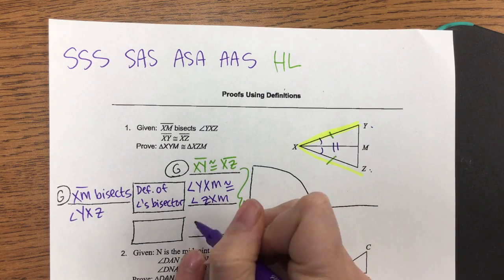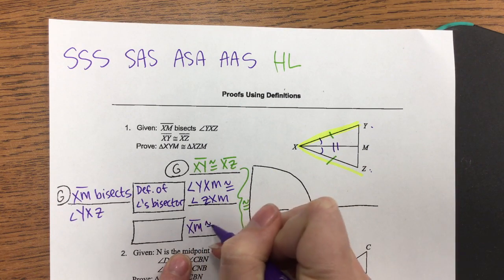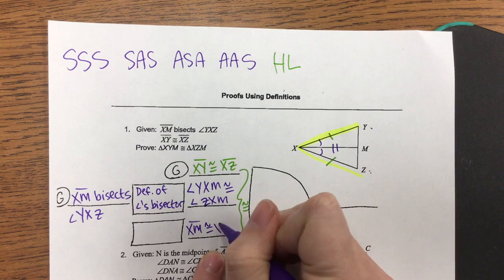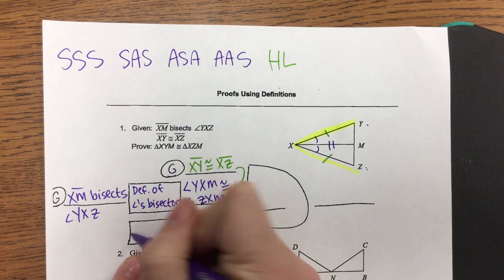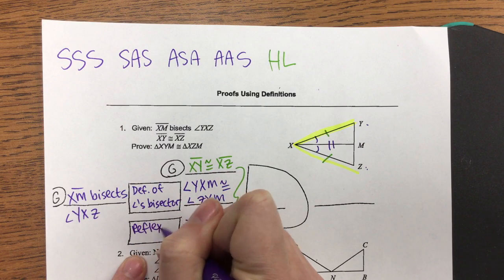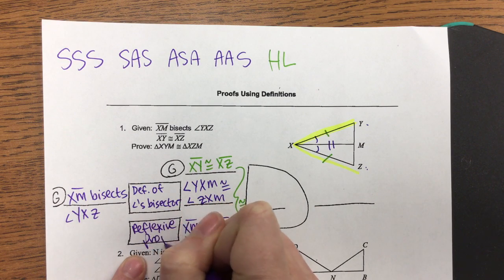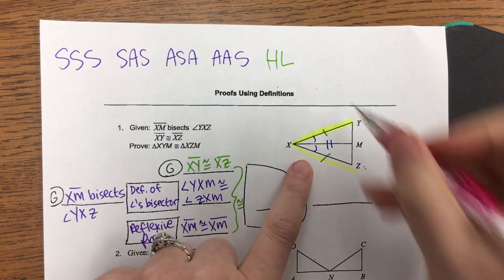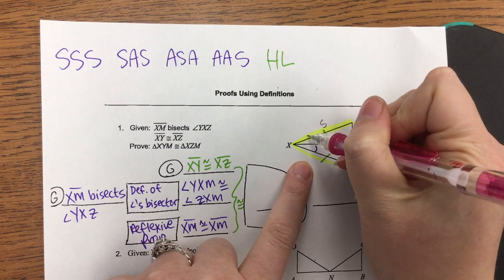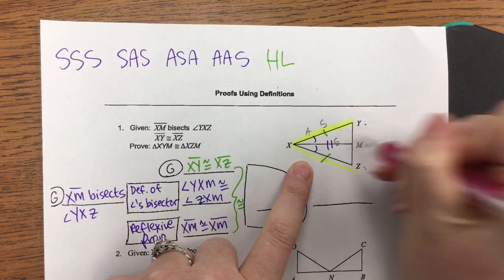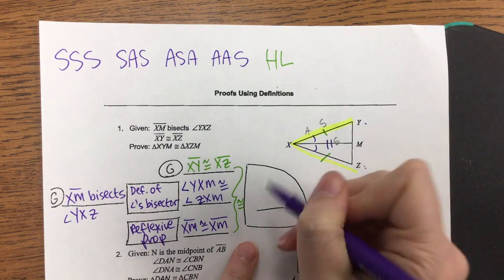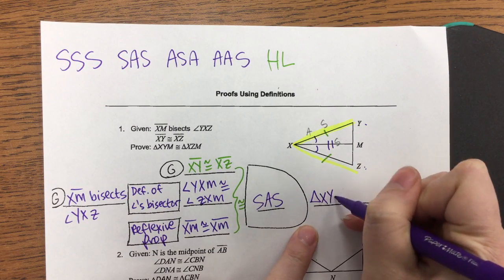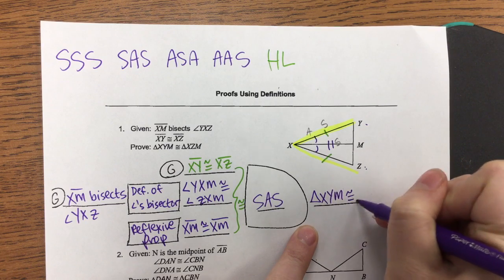So XM is congruent to, does X correspond to X? Yes, it does, because they're mirror images of each other. And we know that to be the reflexive property talked about on the previous page. All right, so now I've got a side, an angle, and then my other side. So the pattern for this guy is side, angle, side, and that's enough to prove congruent triangles.